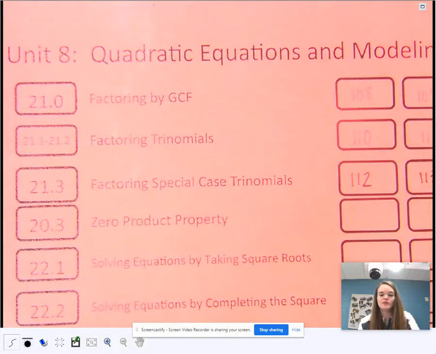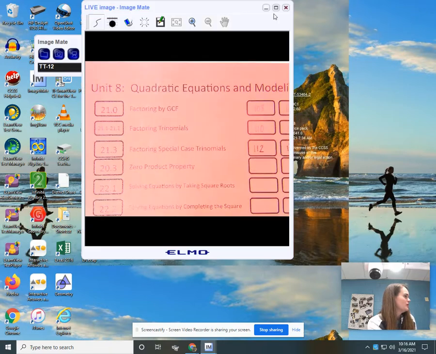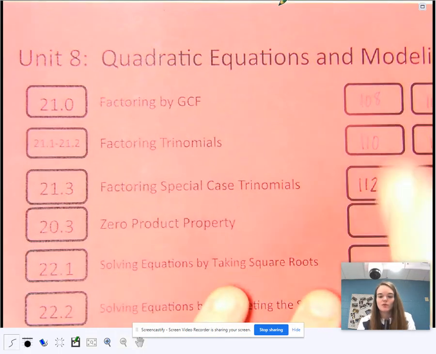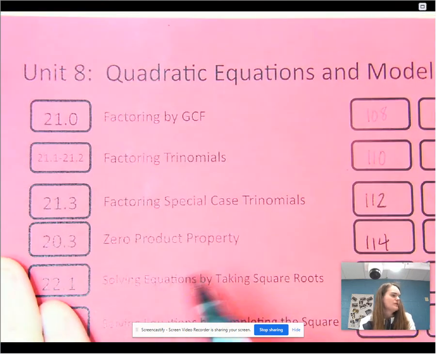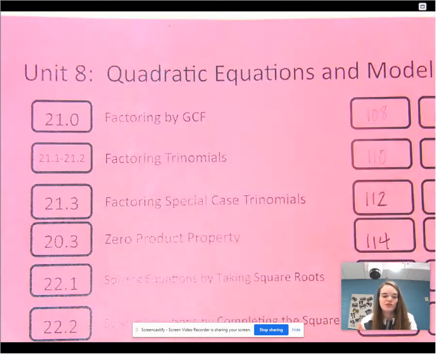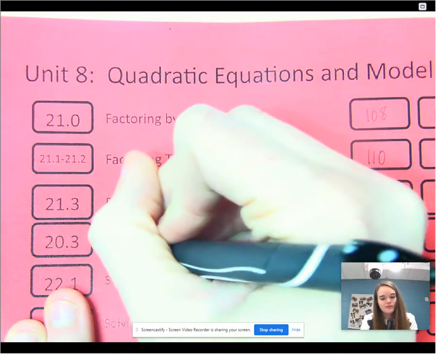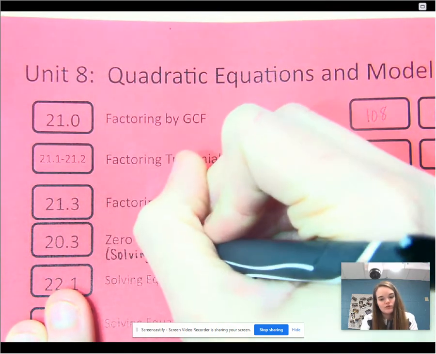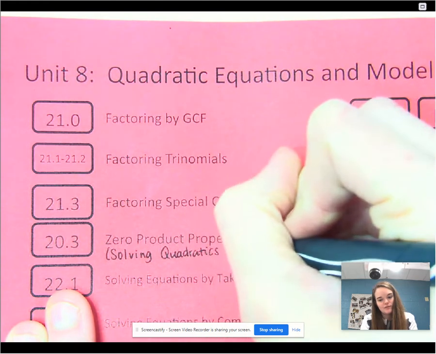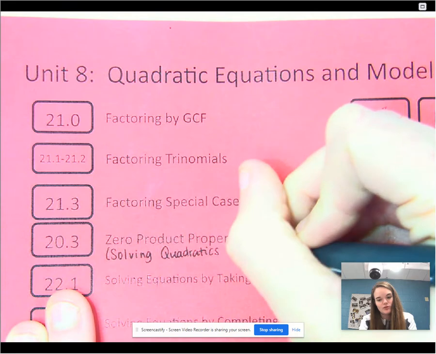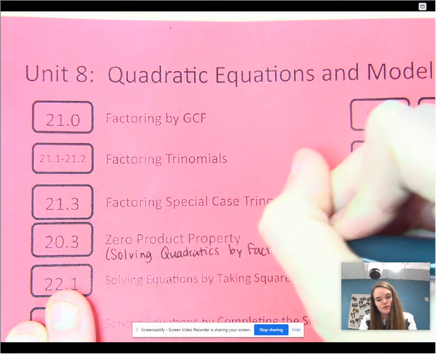Okay, today we're going to be talking about the zero product property. That's going to be on pages 114 and 115. And the second I put this up here, it froze. So let's get this up. So 114 and 115, 20.3, the zero product property, is actually going to be solving quadratics by factoring, but we're going to go ahead and label it zero product property. I just wanted you to know that it also has another name.